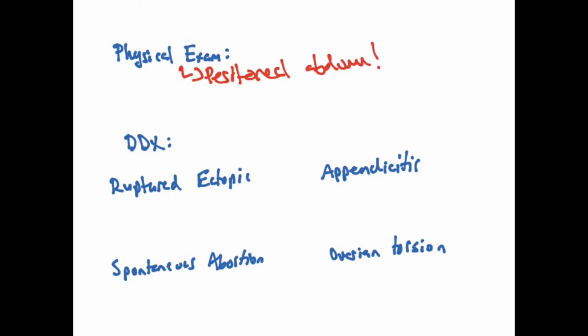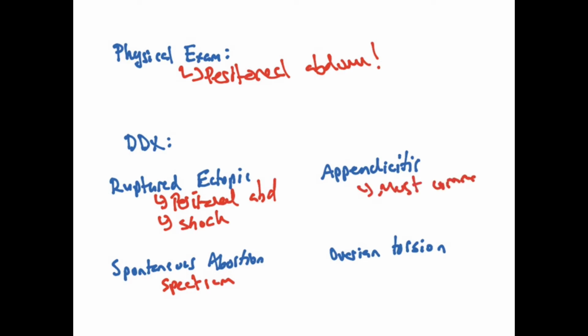Tops of my differential is going to be ruptured ectopic. To support this, she's peritoneal and she's in shock. You can also consider a spontaneous abortion. This is a spectrum of disease, and patients with septic abortions can be very ill.